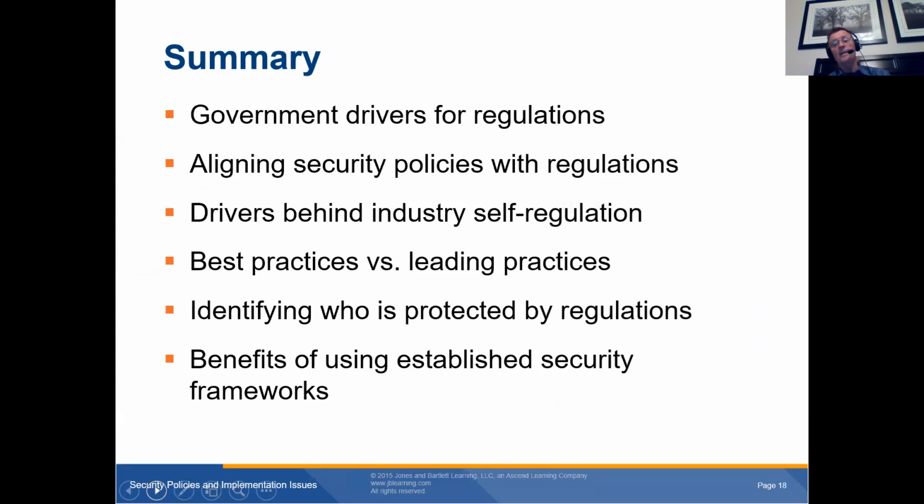So in summary, the government is a driver for regulations. We need to align our security policies and procedures with regulations. The net result is we're probably going to get a better result, but doing it seems like a hassle at the time. If we can, we'll self-regulate because that's going to be easier than having the government step in. When we self-regulate, that's going to lead to best practices and even best industry practices. We want to know who the players are in this process, and ideally we can save time, effort, and money by leveraging an existing framework.